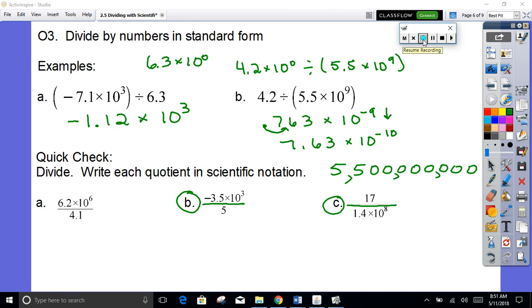Okay, letter B. Ailey, what did you get as an answer? I got negative 7 times 10 to the second power. Good. Negative 7 times 10 to the second. That was a nice easy one because you got to divide by 5. Okay, part C, volunteer. Anybody who's not afraid to be wrong? Grace? 1.214 times 10 to the negative 7. Good.